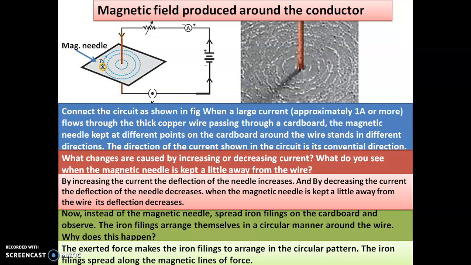As we all know, the magnetic field is produced due to electric current. This magnetic field exerts a force on the iron filings, and that makes the iron filings arrange in a circular pattern. The force exerted by a magnetic field forces the filings to take a specific position. So the iron filings spread along the magnetic lines of force. This pattern they have made is nothing but the magnetic lines of force. I hope it is clear to everyone.